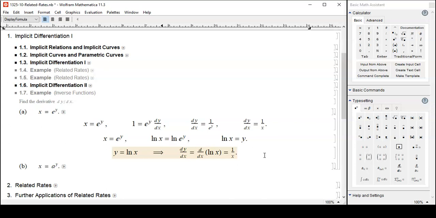I guess that's the only important example I can think of on the implicit differentiation of inverse functions at this level. We have one more example down here, the general case. x is a to the y power, and how do you work it out? I'll leave that as an exercise for you. Stop the playback and try to reproduce something like this. All done?